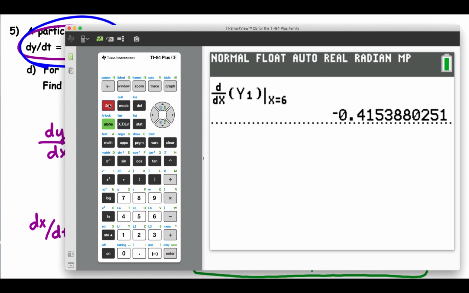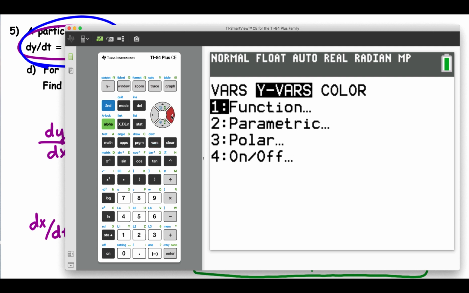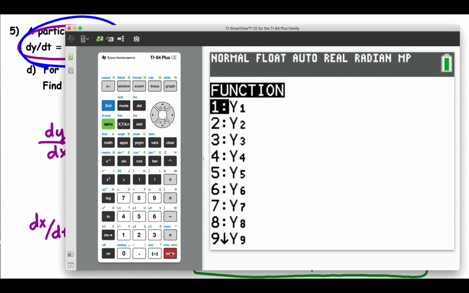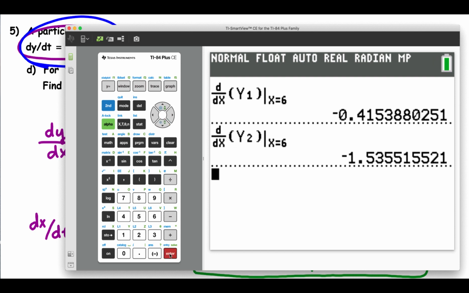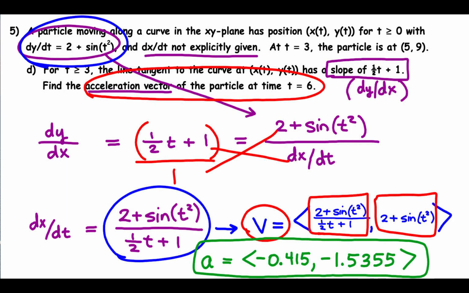And we want to do the exact same thing. I'll just save some keystrokes. I'll get in here and change y1 to y2. And that's going to be negative 1.535 or negative 1.536. So there in green is my answer for the acceleration vector. It's negative 0.415 and negative 1.53. I made it to 4 places just so you know it can be 535 or 536. That's it for 5D. That's it for day number 2.